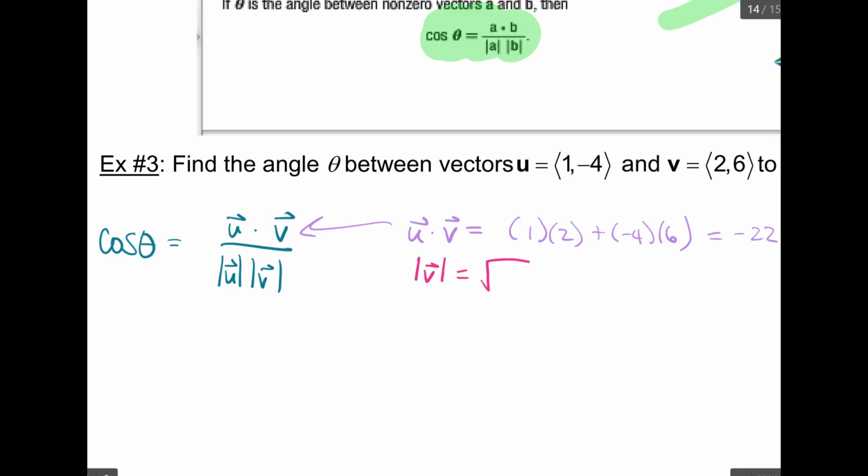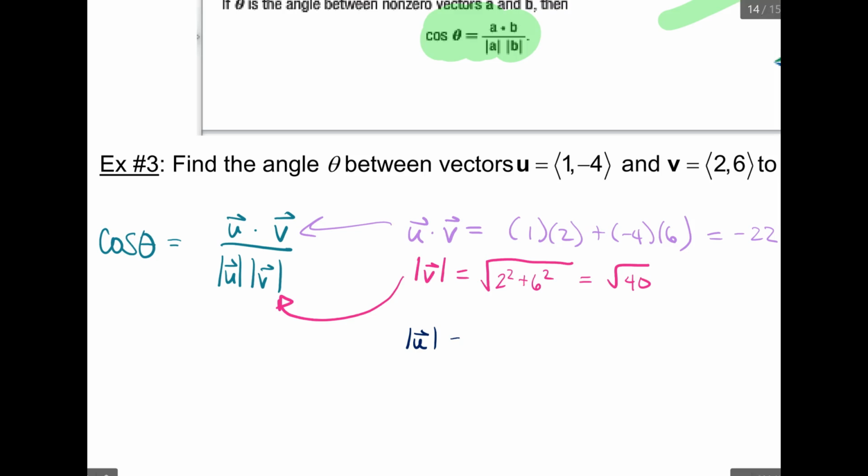So it's going to be the square root of 2 squared plus 6 squared. So that's the square root of 40. It's x squared plus y squared. Should we simplify this? Honestly, it doesn't really matter.